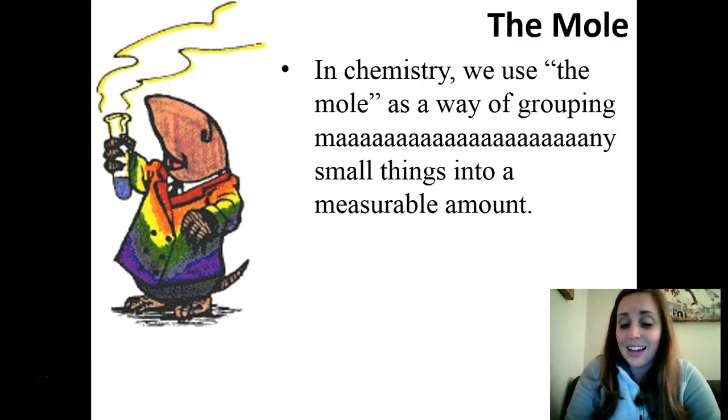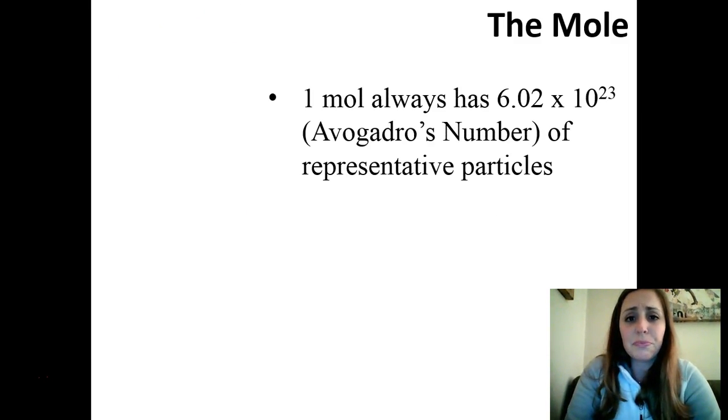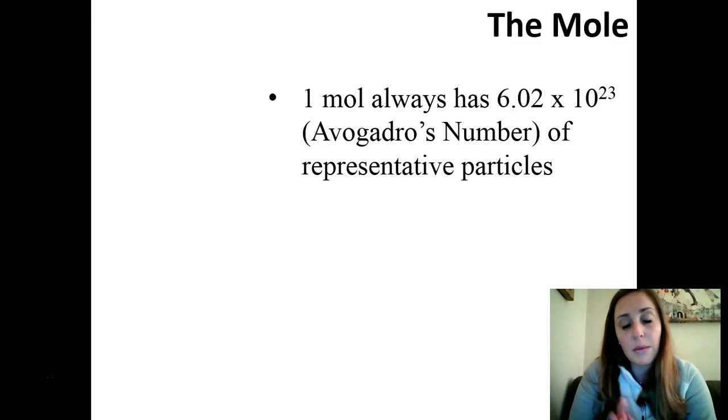And by a lot, what I mean specifically is a mole always has 6.02 times 10 to the 23rd things in it. Remember how a dozen has 12? Well, this is how many a mole has. A mole has 6.02 times 10 to the 23rd.